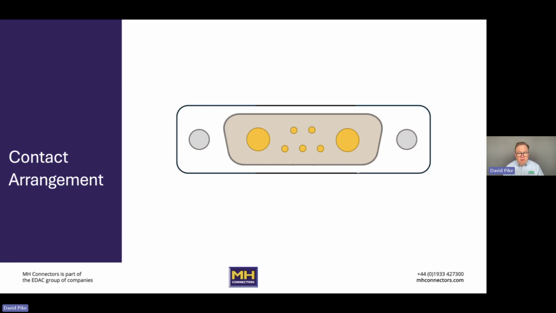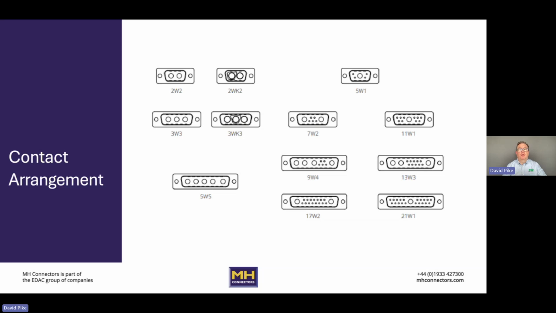So something that will be familiar for many of you is the way that we classify these. We talk about, in this case, a 7W2. You think about that as a 7 with 2. We have 7 contacts, and 2 of them are these large pin sizes. So 7W2 is the way that we would refer to this particular connector style. And that is common throughout the whole of the combination D range.